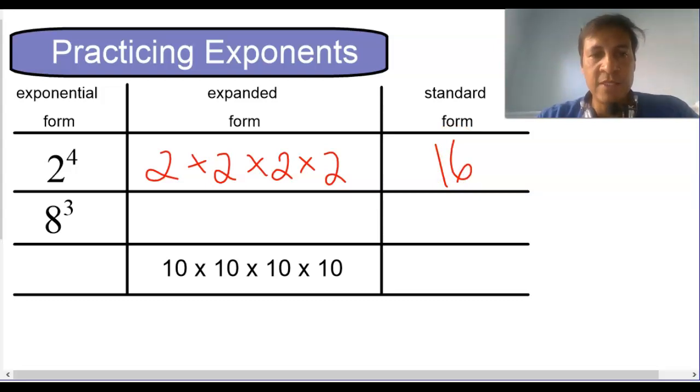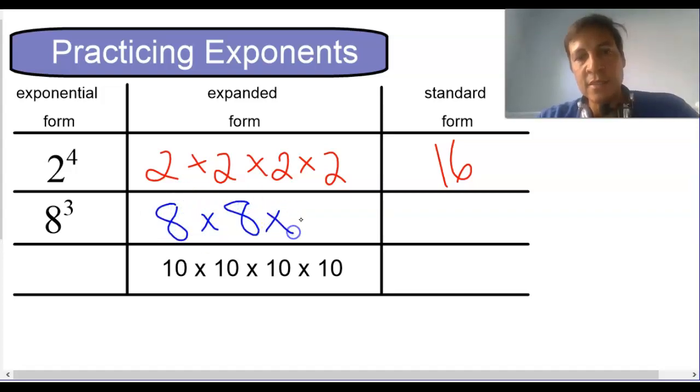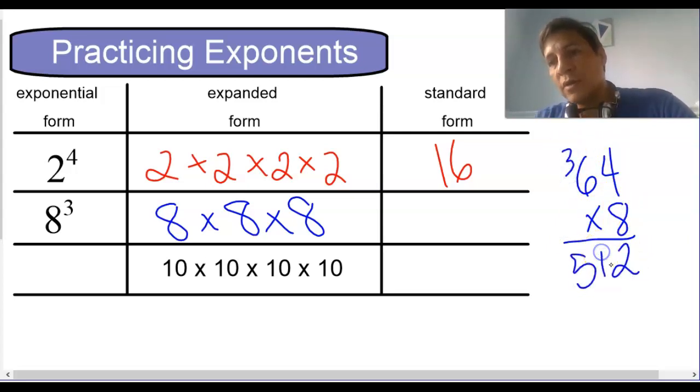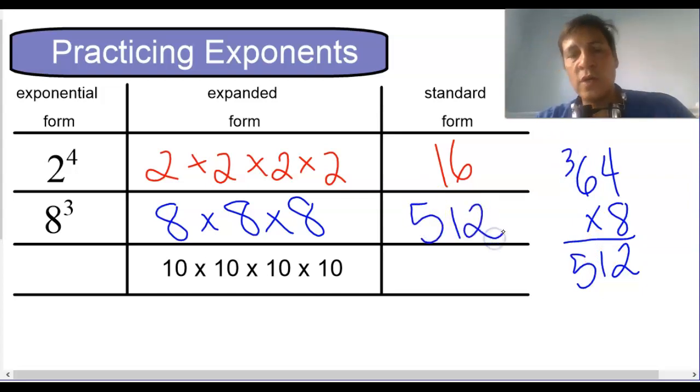8 to the third, that means I have to use 8 as a factor 3 times. 8 times 8 times 8. Well, what is 8 to the third? What is 8 times 8 times 8? 8 times 8 is 64, and then I've got to figure out what is 64 times 8. I don't know it off the top of my head, so I'm going to do some work along the side to figure out that 64 times 8 is 512.